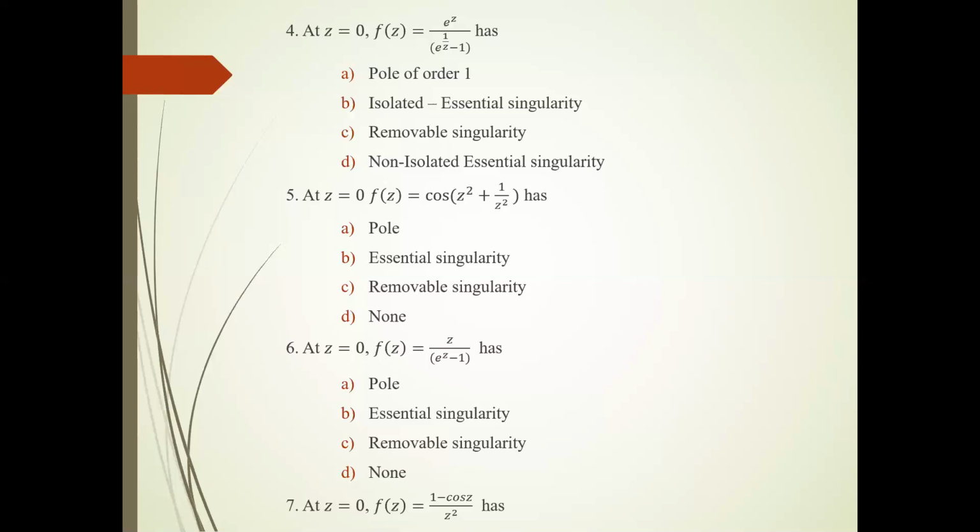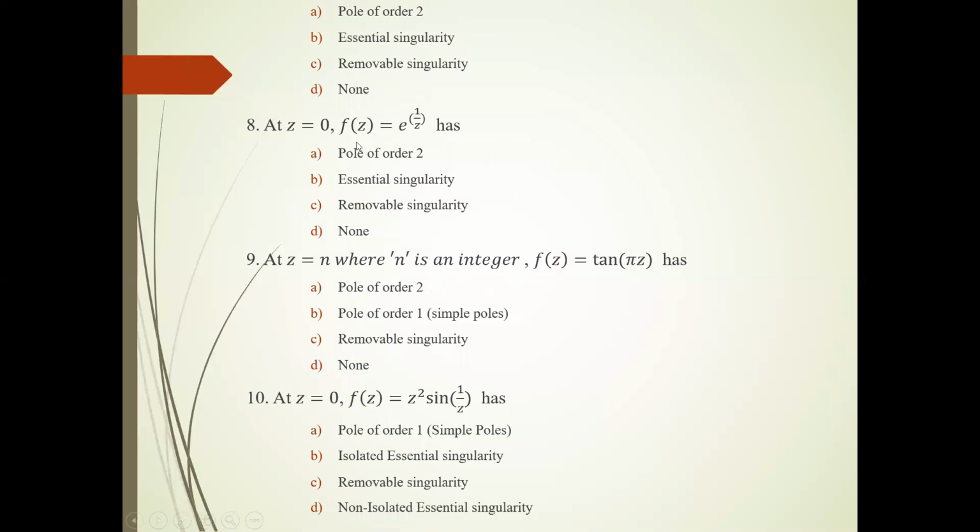Again apply the limit. What do we get? The limit as z tends to 0 of sin z upon 2z. We get the 0 by 0 case. Again apply L'Hospital rule. What do we get? The limit as z tends to 0 of cos z upon 2. Apply the limit, we get 1 by 2, which is a finite quantity. So the limit of f(z) as z tends to 0 exists finitely. So this function f(z) has a removable singularity at z = 0. So for question 7, option C is correct.